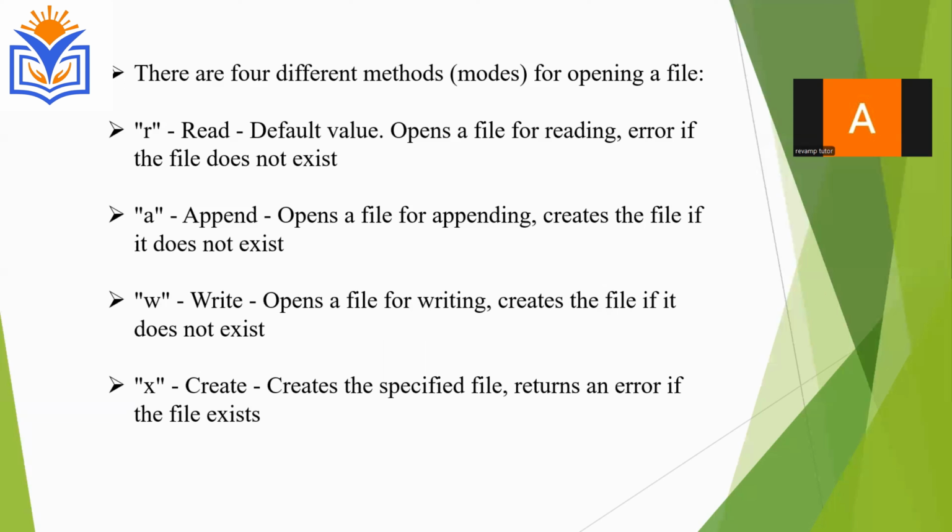Then we have our write mode. Write mode opens a file for writing, and creates the file if it does not exist. So it helps us to write something in the file, and if that file does not exist, it will help us to create it. And then the next one, that is X, creates a specified file, and returns an error if it exists. If you want to create any specified, important file, we can use this. So whatever we have discussed now, we will demonstrate with the help of programming.